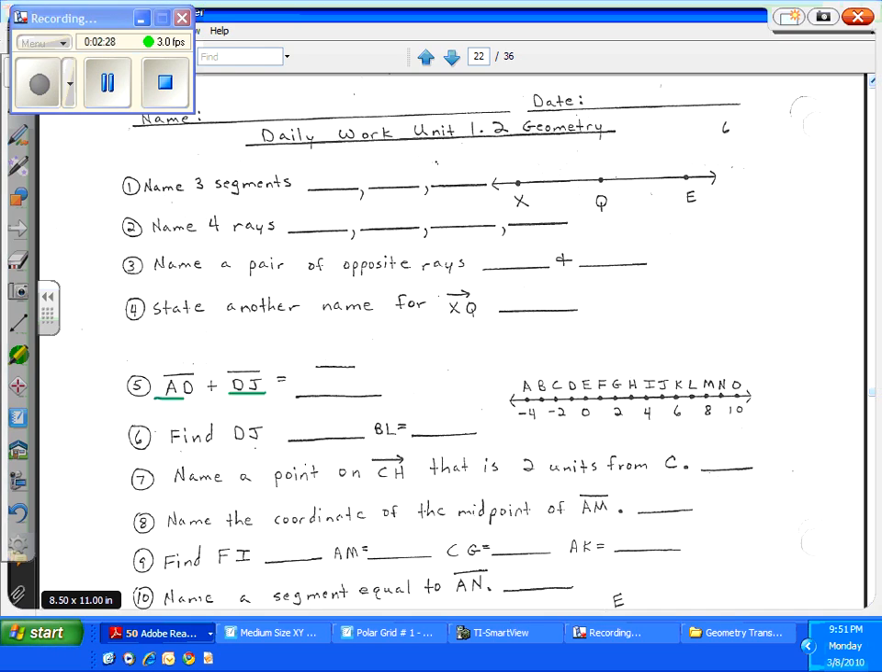Segment AD plus segment DJ. That would be segment what? Segment addition. This is a postulate, right? The segment addition postulate. Segment AD, if we go to the picture, goes from A to D. Segment DJ in the picture goes from D to J. So when you put that together, you're actually going from A to J. So segment AD plus segment DJ is equal to segment AJ by segment addition.